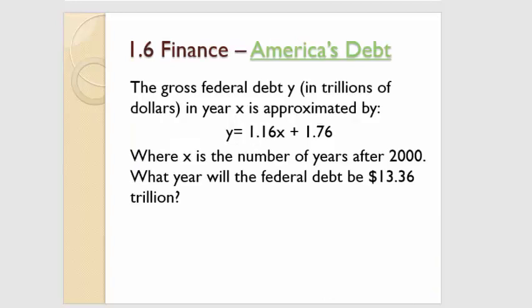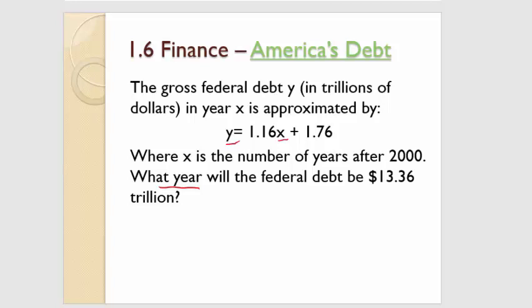So in the next problem, we have the gross federal debt, Y, in trillions of dollars, in year X is approximated by Y equals 1.16x plus 1.76, where X is the number of years after the year 2000. What year will the federal debt be 13.36 trillion? So I can see here that X is expressed in years and Y is expressed in dollars. The question asks what year will the federal debt be 13.36 trillion?